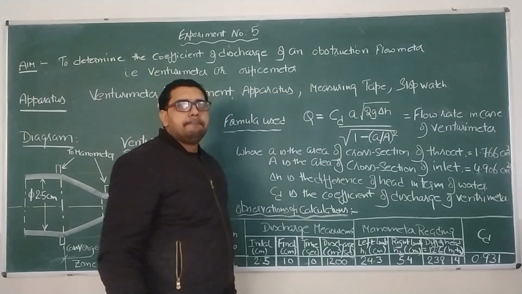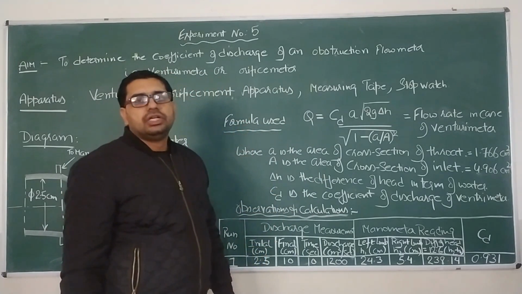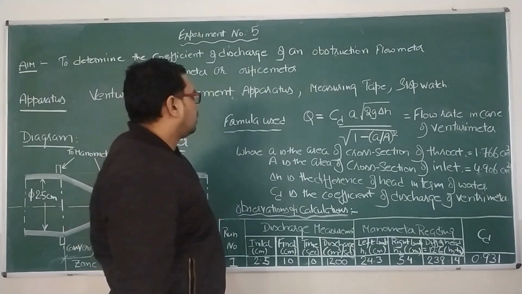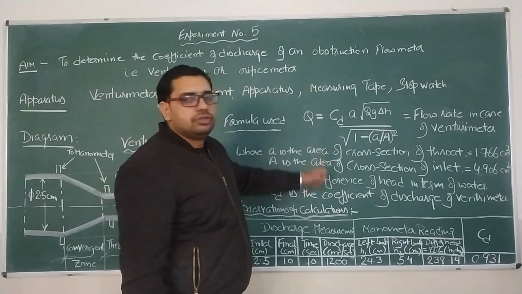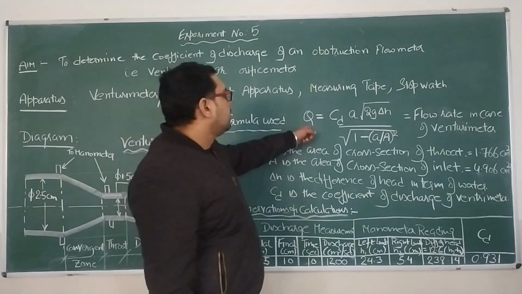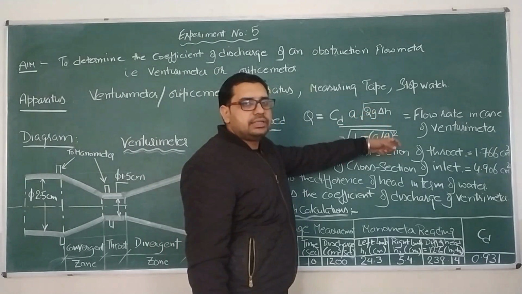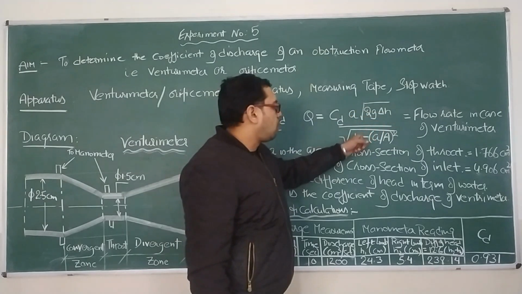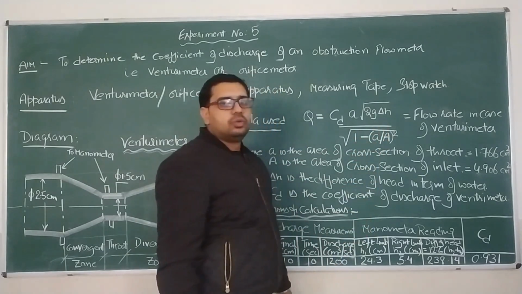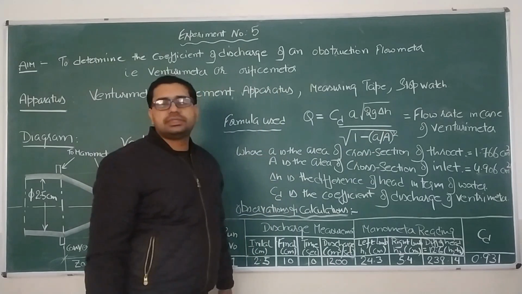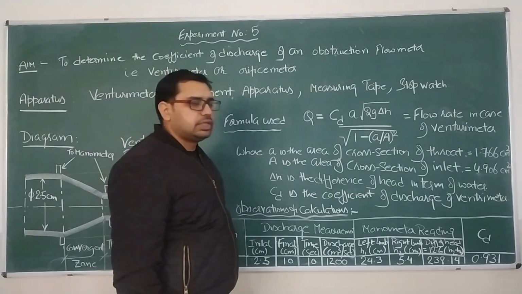Now the main part is to calculate the coefficient of discharge for the venturi meter. For this you will use the flow rate formula for the venturi meter, which you have seen in the theory class. Q is equal to CD times small a times the square root of 2g delta H, divided by the square root of 1 minus small a upon capital A raised to the power 2. Here small a is the area of cross section of the throat, and capital A is the area of cross section of the inlet pipe.